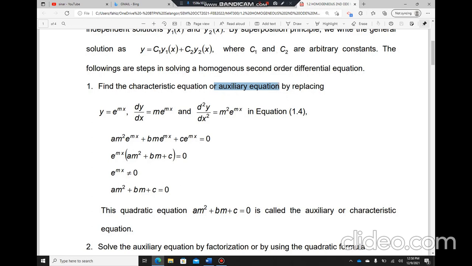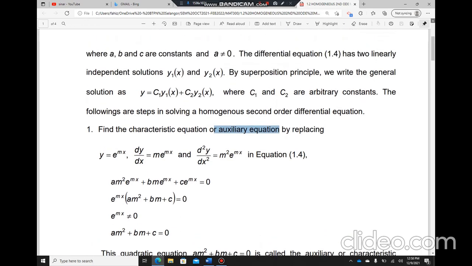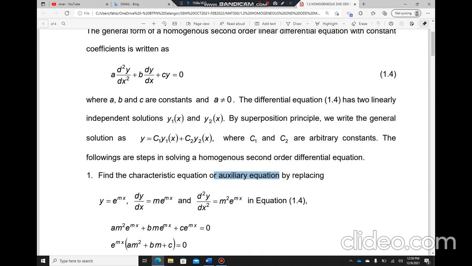Okay, if y equals to e^(mx), so dy dx maknanya awak differentiate dapat m e^(mx). And then for second derivative, awak differentiate lagi sekali akan dapat m square e^(mx). Okay, now we substitute into equation 1.4 tadi kan. So dia akan dapat a m square e^(mx) plus b m e^(mx) plus c e^(mx). Because this one equation 1.4, so kita dapat daripada situ kan.